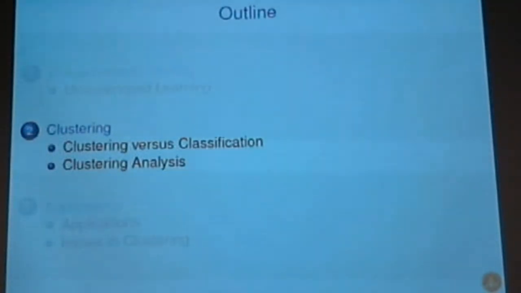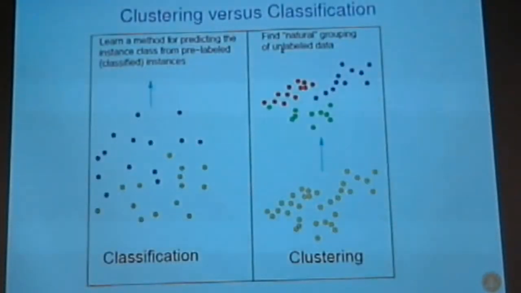Now let's look at clustering. It looks like at first they are the same, right? Because here we are looking for groupings, and in classification, we also do grouping, right? But there's a difference between clustering and classification. In classification, we learn a method for predicting the instance classes from pre-labeled classified instances. So we already know the correct answers, right? So this is supervised learning.